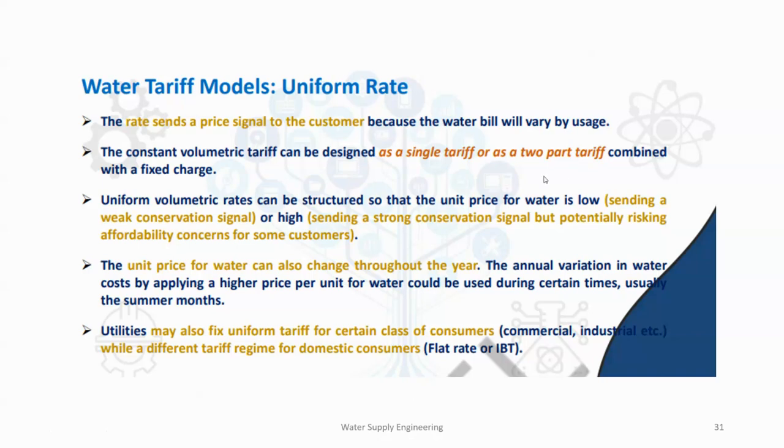So we can structure this particular rate in such a way that the unit price is low or high. If the unit price is low, the water billing will be less and vice versa. Also, throughout the year we can change the unit price. Annual variation we can bring in. Utilities may also fix a uniform tariff for certain classes of consumers. For example, for industrial consumers and domestic consumers, we can keep different values. Like that also we can fix.